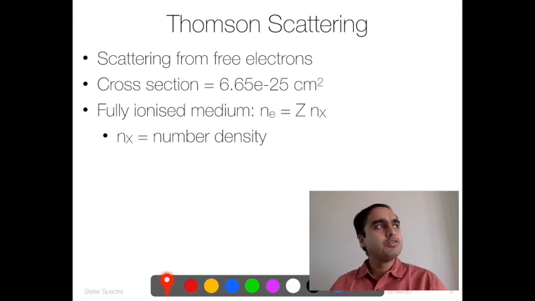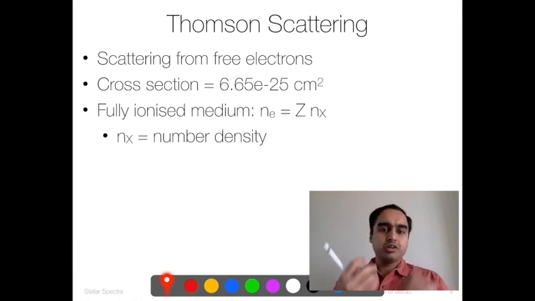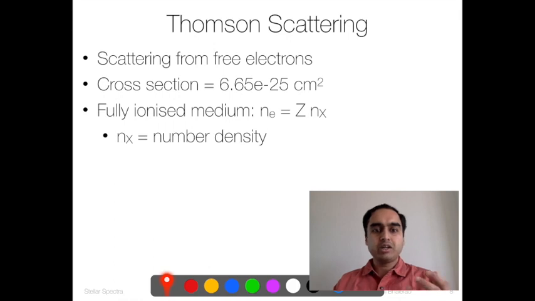Now what kind of sources of opacity can we have? So if you have free electrons, then that gives you something called Thomson scattering. So imagine that I have hydrogen and I have ionized a few of those hydrogen atoms. So now I get free protons and free electrons.